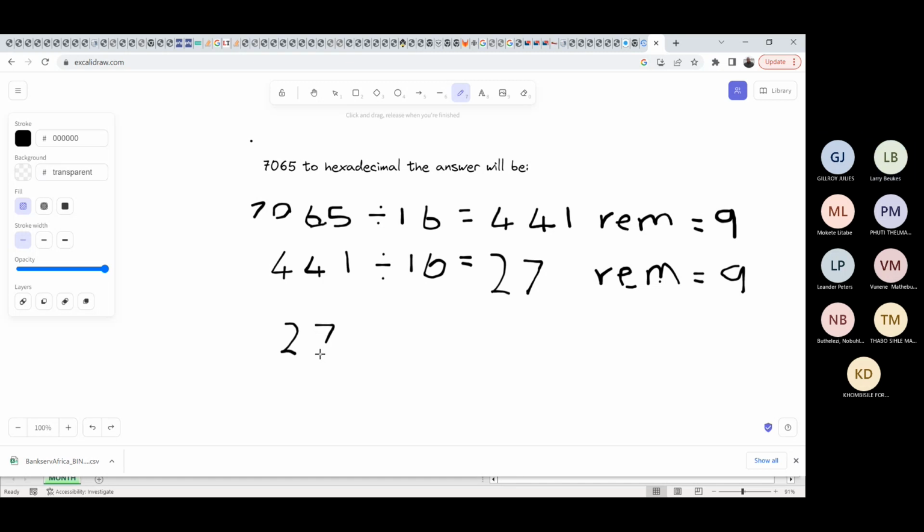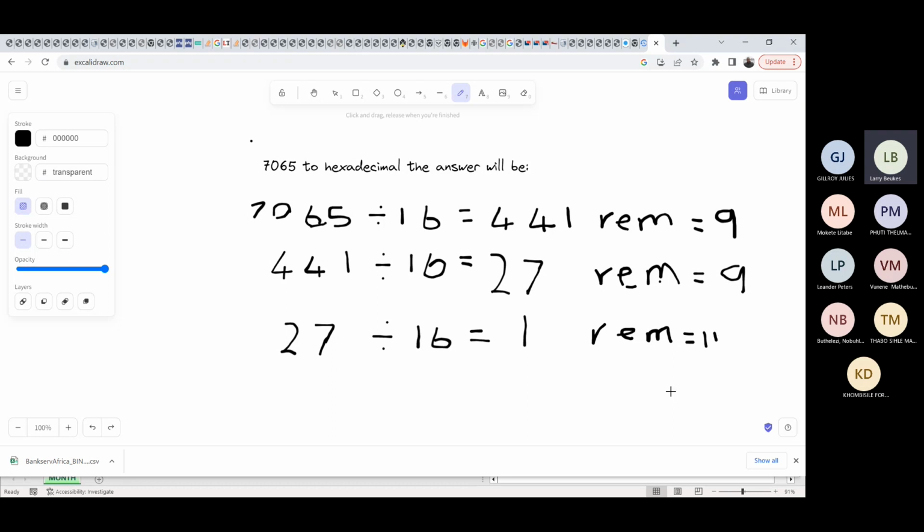27 divided by 16 is going to be 1. Yeah, 16 times 1 is 16. So it's 1. The remainder will be 27 minus 16. Should be 10, 11. It should be 11. Remainder is 11.